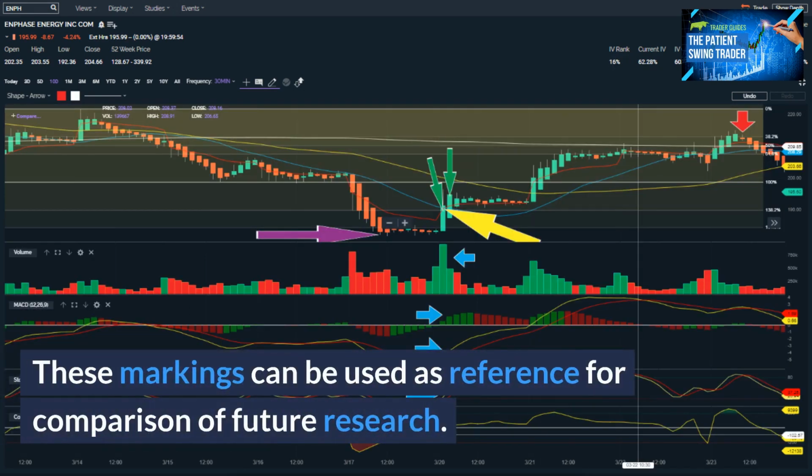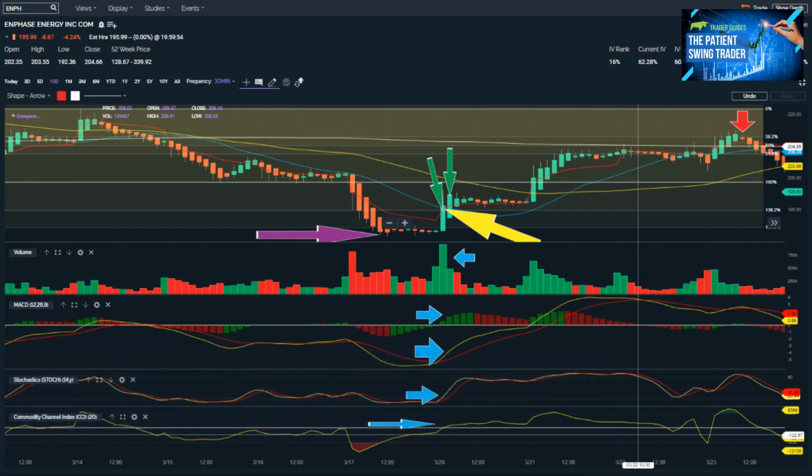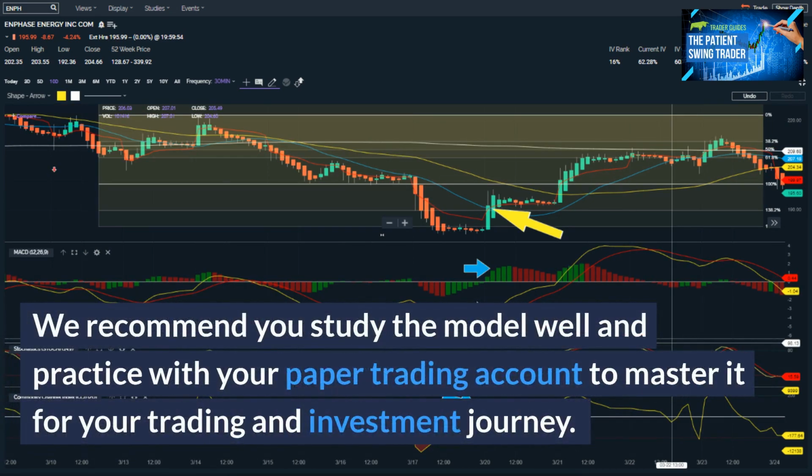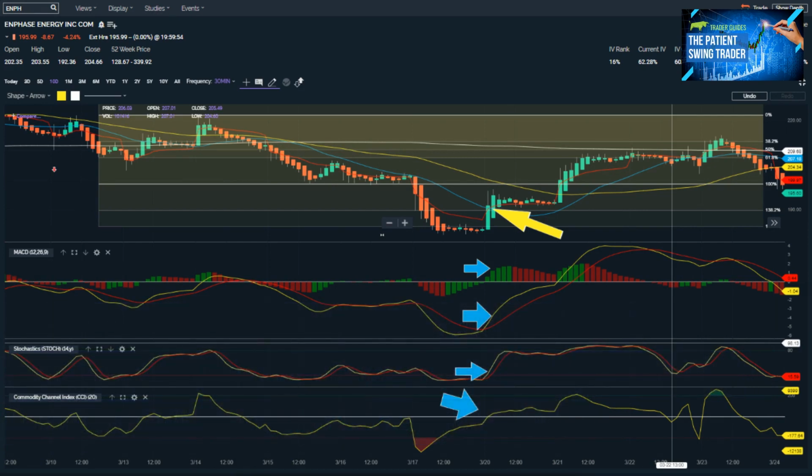These markings can be used as reference for comparison of future research. We recommend you study the model well and practice with your paper trading account to master it for your trading and investment journey.